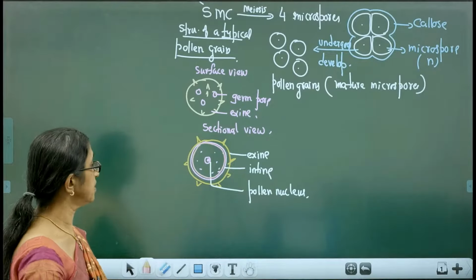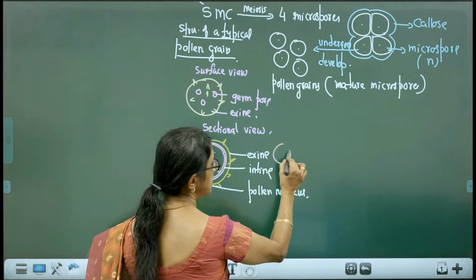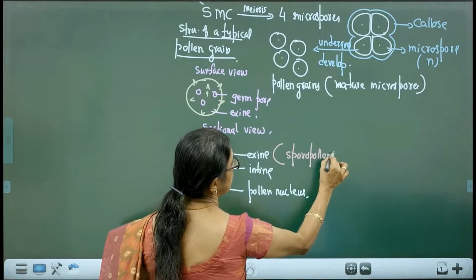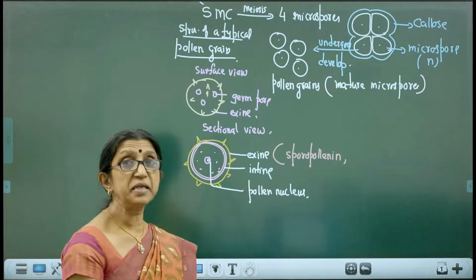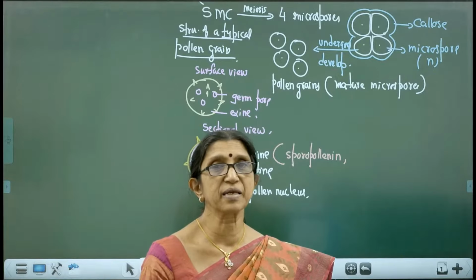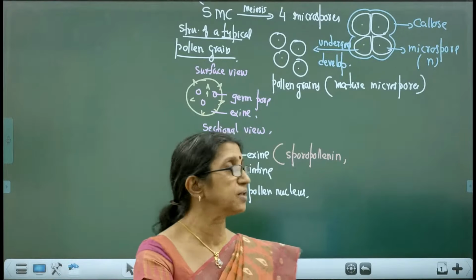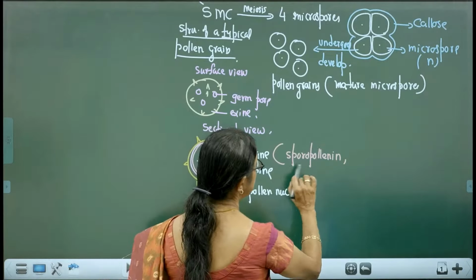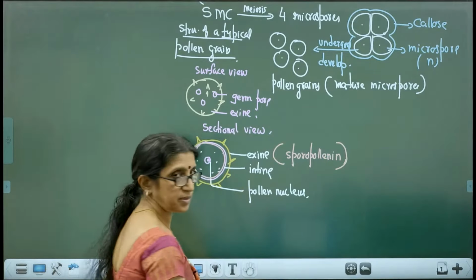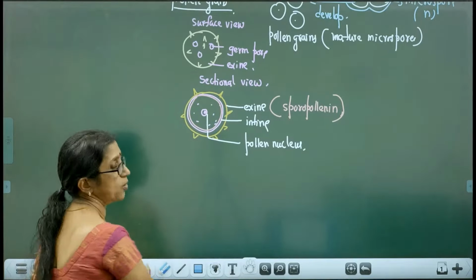Exine is very thick, and it is composed of a special material called sporopollenin. Sporopollenin is resistant to physical factors as well as chemicals. Hence pollen grains can be easily preserved as fossils. So it has a characteristic material called sporopollenin. This is the detailed structure of a pollen grain.